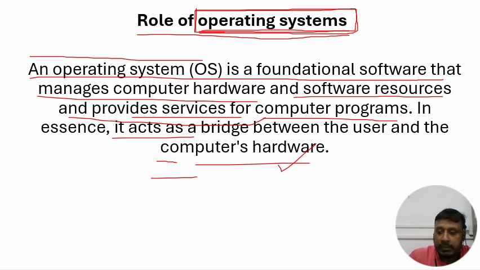Another function of the operating system is the file management system. In file management, the operating system manages data storage in different files and different directories. File management also handles creation, deletion, and read-write operations. Also, the file management system provides access control and security. So these are the different functions of a file management system in an operating system.